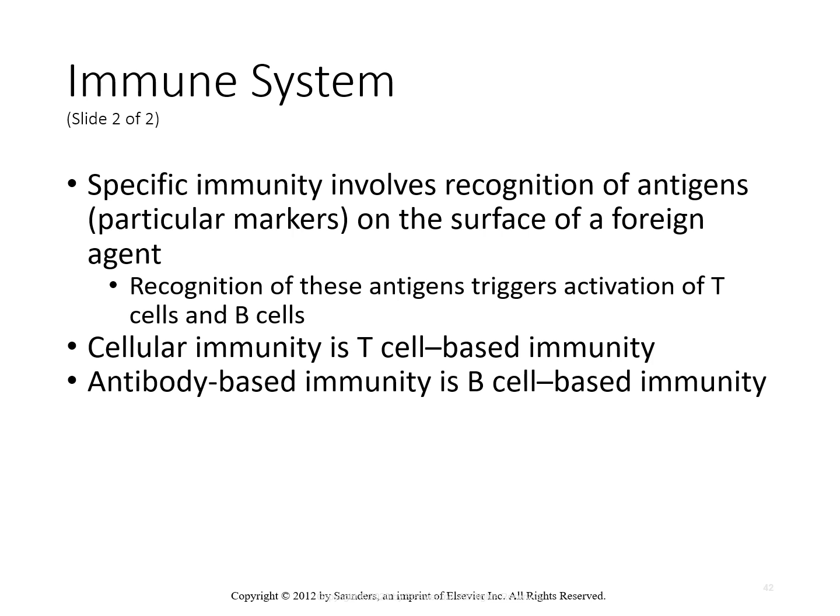They're going to go try to take care of it on their own. And then you have specific immunity, which involves the recognition of antigens or certain particular markers on the surface of that foreign agent. Recognition of these antigens can trigger activation of those T and B cells. And this would be an example of like a vaccine. So your body has seen it before and it knows exactly what to do.